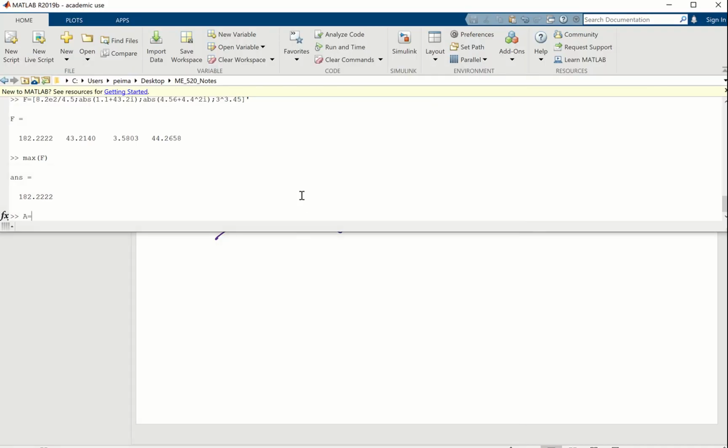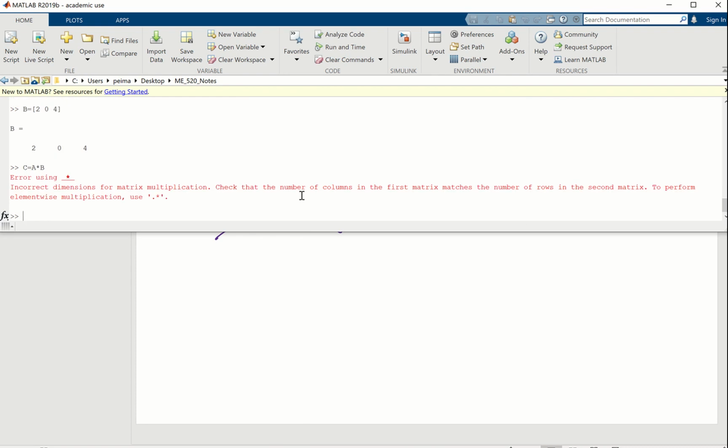So if your A is 1, 2, 3 and your B is 2, 0, 4, now you can say A is equal to A multiplied by B. First of all, you see that gives you such an error. Let us read that error. Incorrect dimensions for matrix multiplication. Please check the number of columns in the first matches the number of rows in the second.